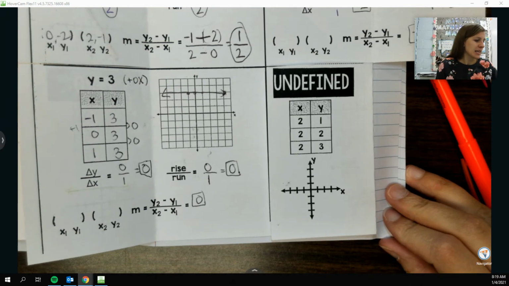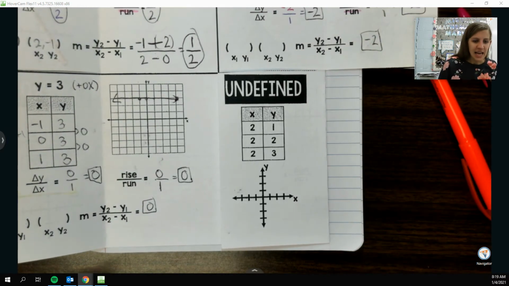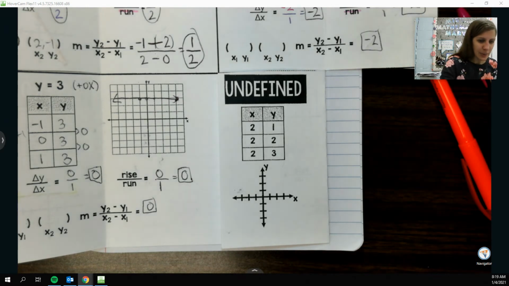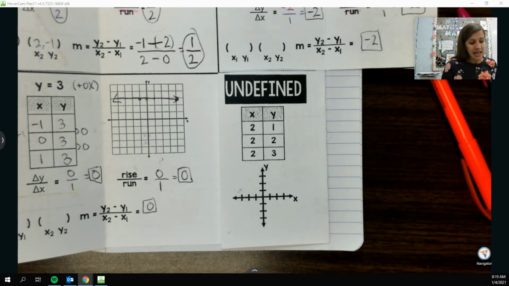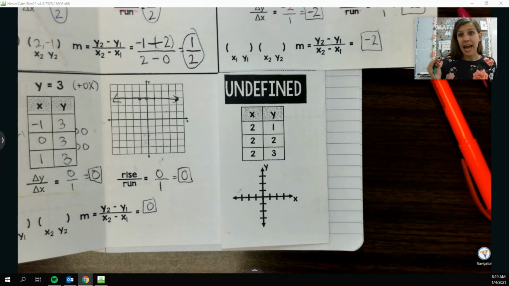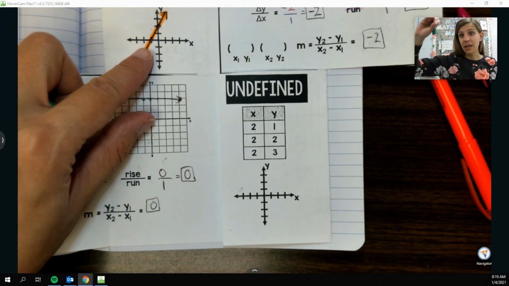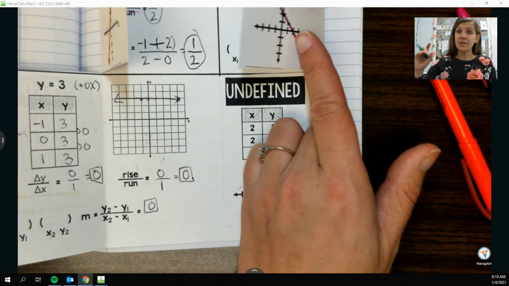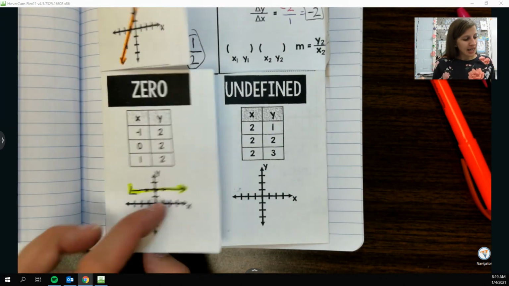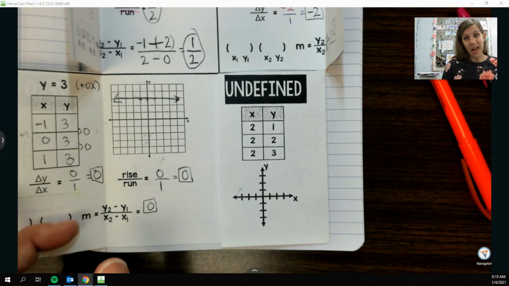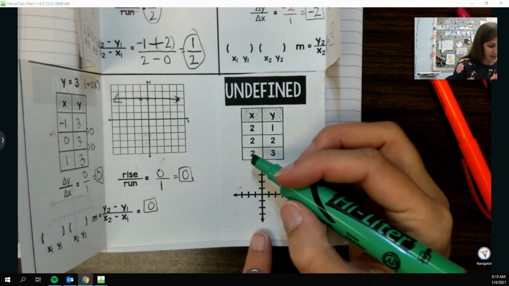Now, last but not least, the last type of slope that I can have is undefined slope. And undefined slope is something that I cannot walk. So I can walk positively, like up the stairs. I can walk negatively down the stairs. I can walk straight across. But I cannot walk undefined slope.